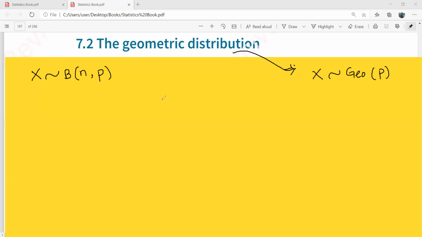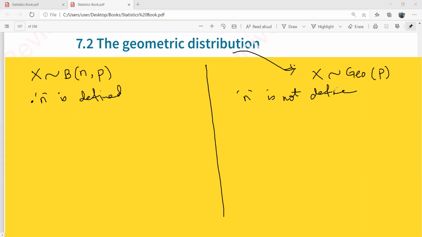Okay. Now, let me write some points over here so that you can note them down. So here your n is defined or determined. We know that n. This n is not defined here. And this can go up to infinity. Okay, now this can go up to infinity in case of a geometric distribution. Okay, the rest is somehow the same here.